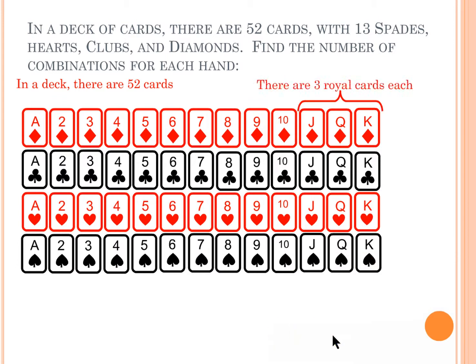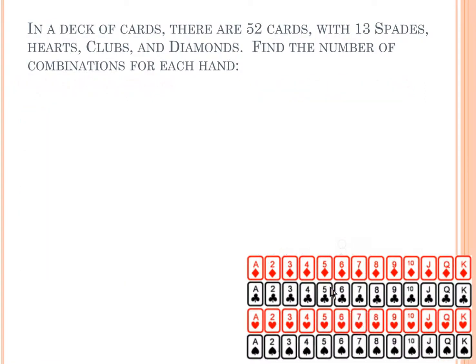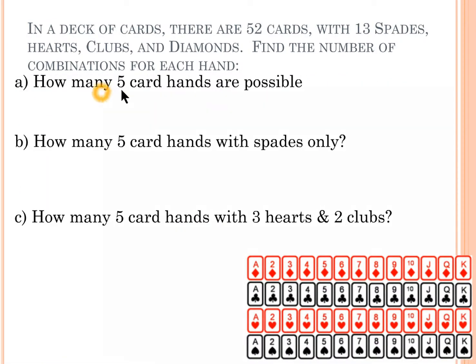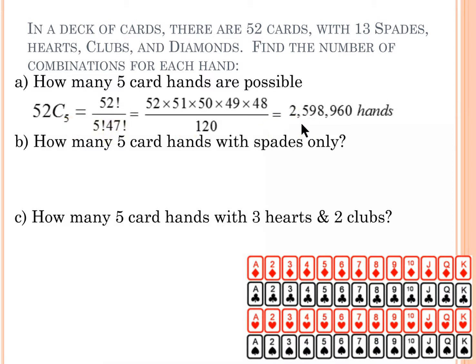Okay. And generally, there are 3 royal cards: Jack, Queen, King. So every single suit has 3 royal cards. All right, so let's move my deck of cards over here, and let's look at the problems now. How many 5-card hands are possible? Out of the 52 cards, how many 5-card hands can I have? Well, that's simply going to be 52, choose 5, and that's going to be 2,598,960 different hands.